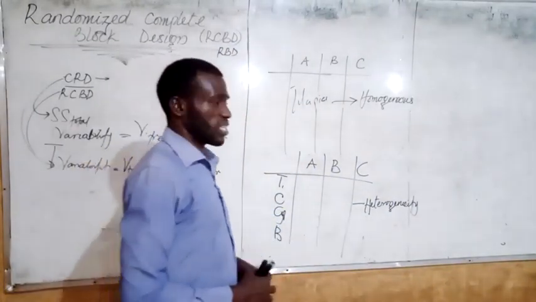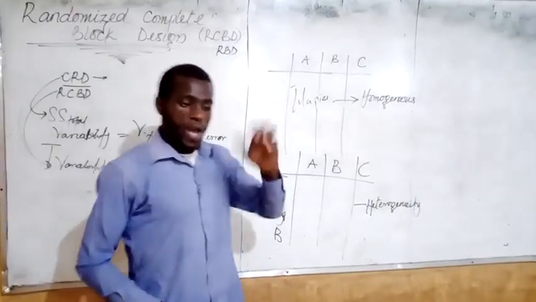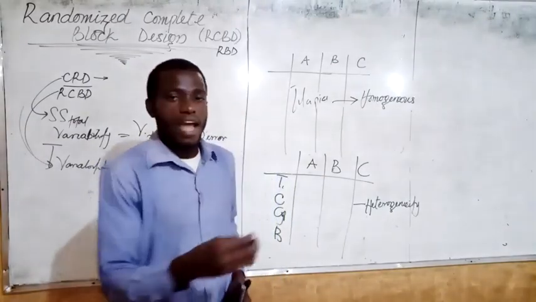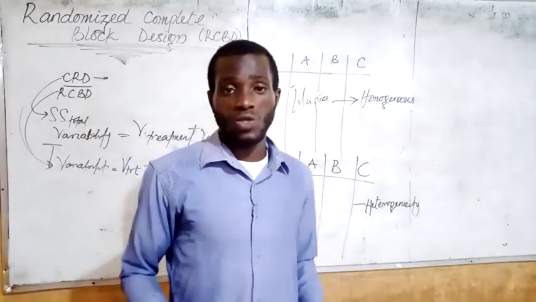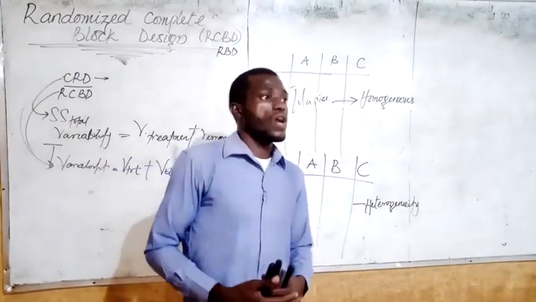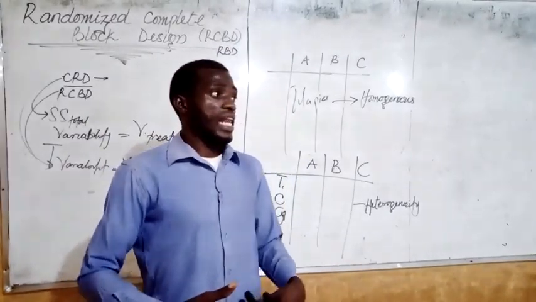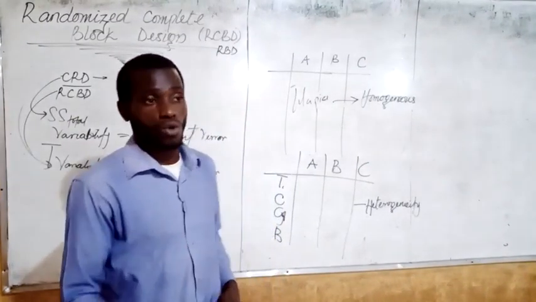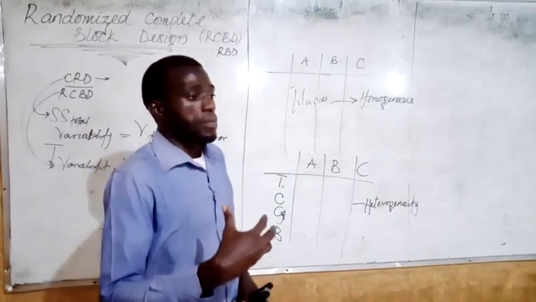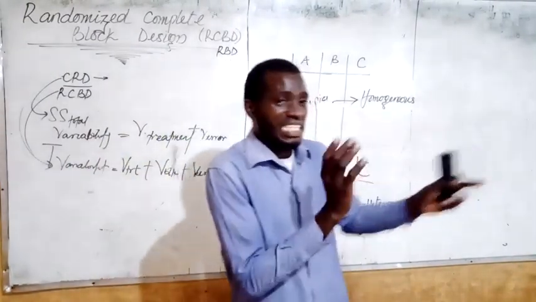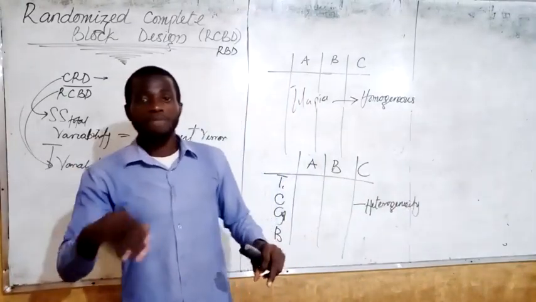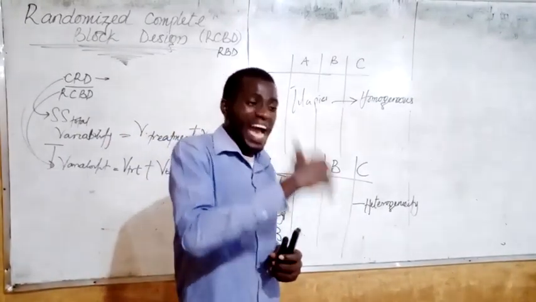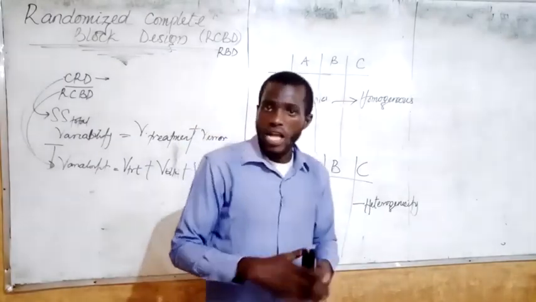Now, what is the implication of this? Remember that in CRD, where we use the same set of experimental units, the error within the extraneous factors, say for example when we talked about tilapia, there are some things such as biological factors like genetic factors that the experimenter cannot control. So because of those genetic factors, because the species is the same and your experimental unit is homogeneous, that factor adds up and makes the error increase.